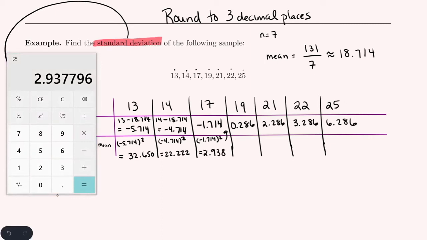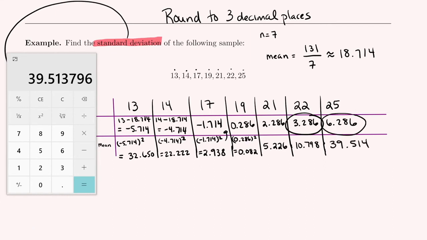Continuing, we get this value when rounded to 3 decimal places. Next, when we square this entry, we get this value, which rounded to 3 decimal places is 5.226. Continuing, let's square this value, and we get 10.798 when rounded. And then finally, we will square the last entry, which when squared is 39.514.